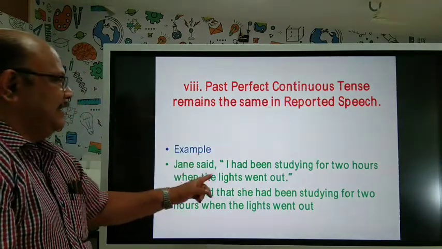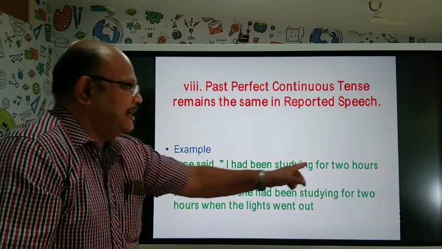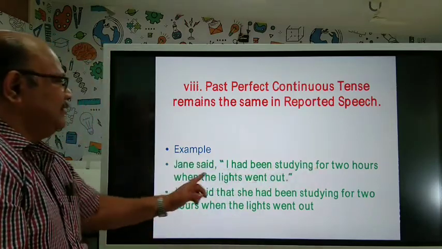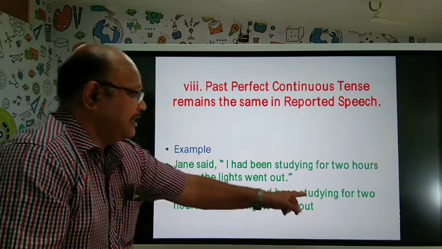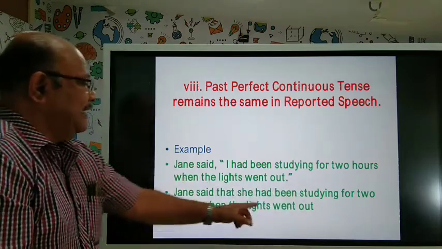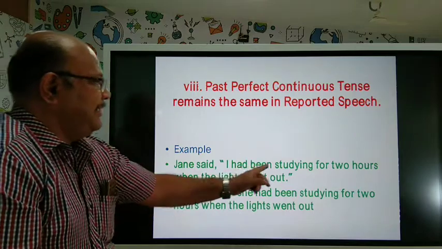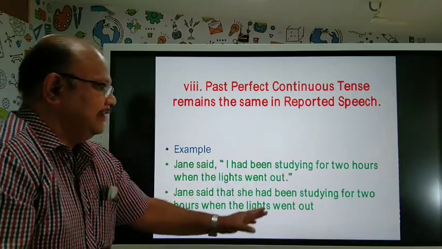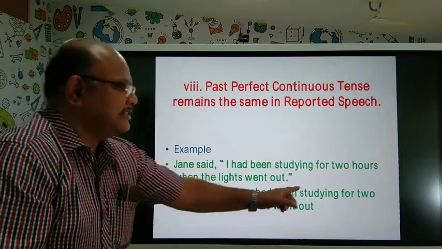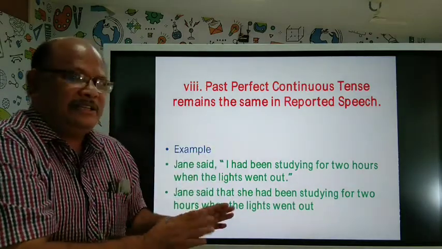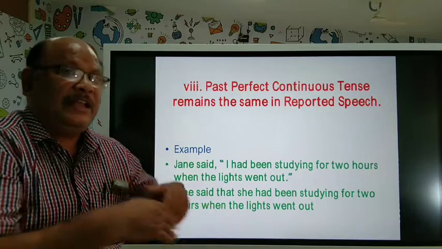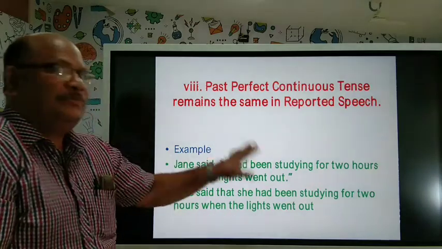Example. Jane said, "I had been studying for 2 hours when the lights went out." Jane said that she had been studying for 2 hours when the lights went out. Had been studying. No change. So past perfect continuous tense doesn't change into any other tense form. It remains the same.